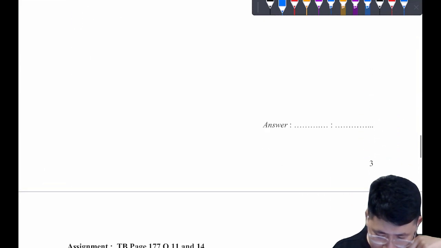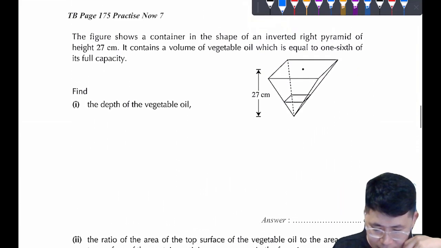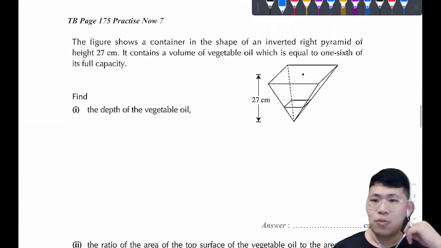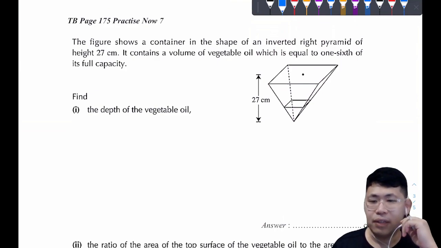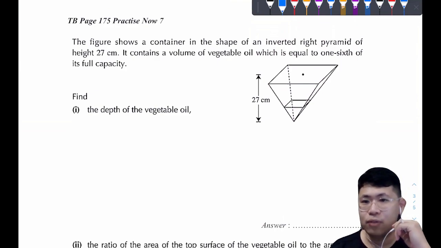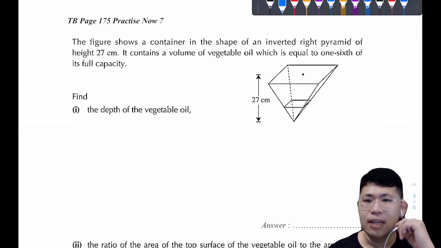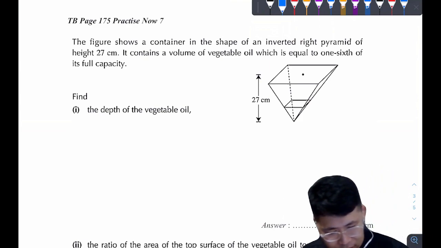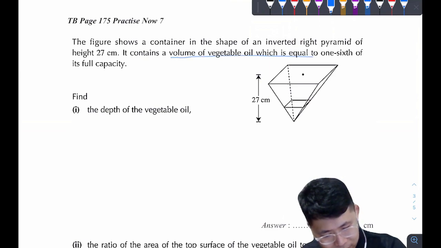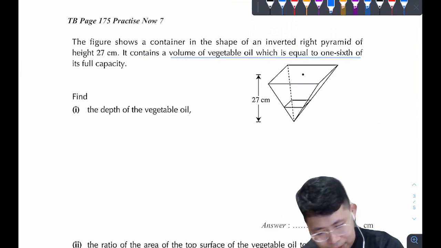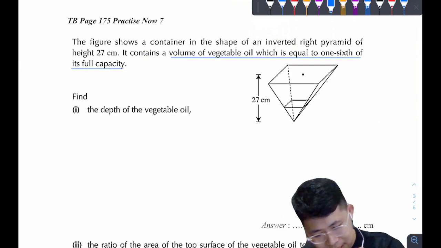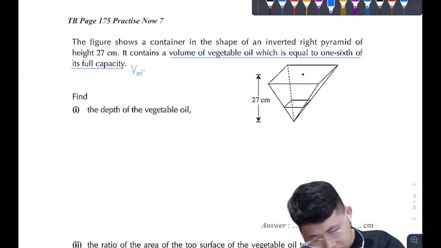The last question that I'm going to do is this question. The figure shows a container in the shape of an inverted right pyramid of height 27 cm. It contains a volume of vegetable oil which is equal to 1/6 of its full capacity. This sentence tells us that the volume of the vegetable oil is equal to 1/6 of the capacity.